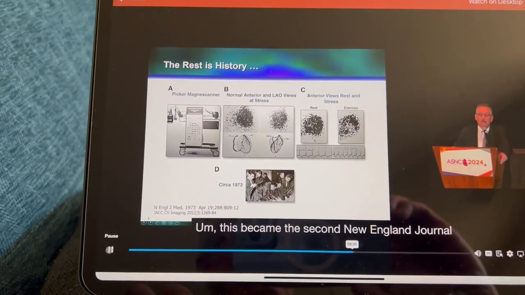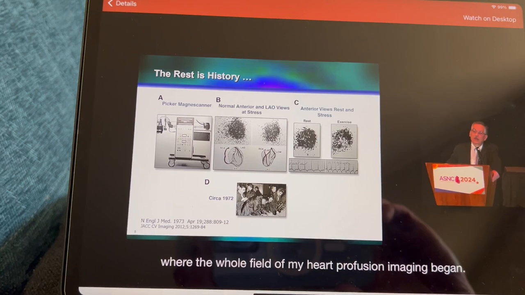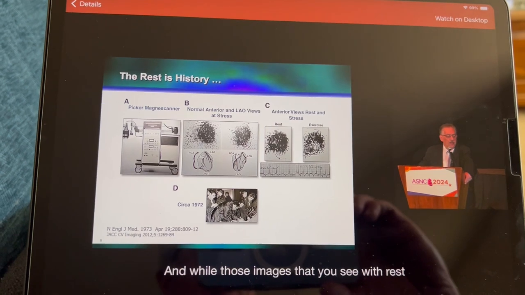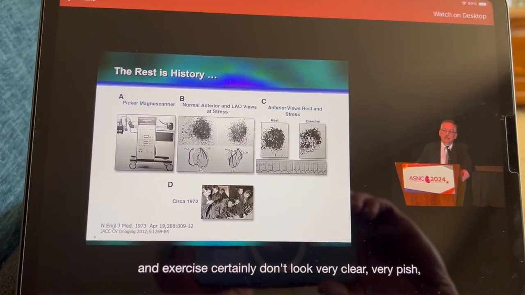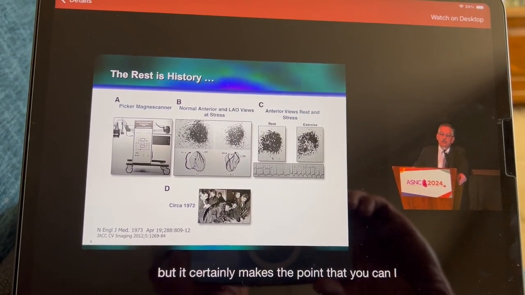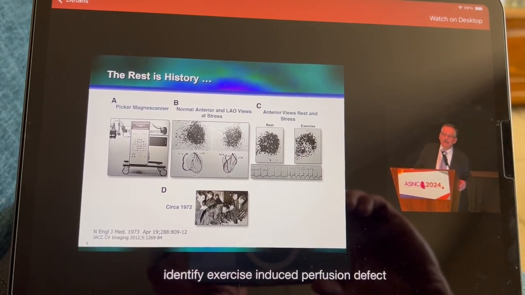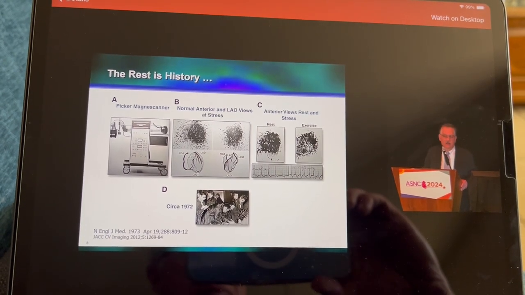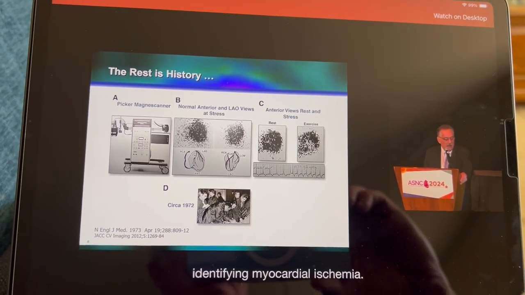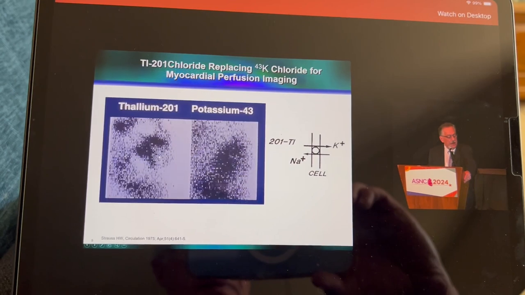This became the second New England Journal of Medicine publication within 2 years, where the whole field of myocardial perfusion imaging began. And while those images that you see with rest and exercise certainly don't look very clear, very pixelish, it certainly makes the point that you can identify an exercise-induced perfusion defect that's not present at rest, a so-called reversible defect, identifying myocardial ischemia. So this is 1973.